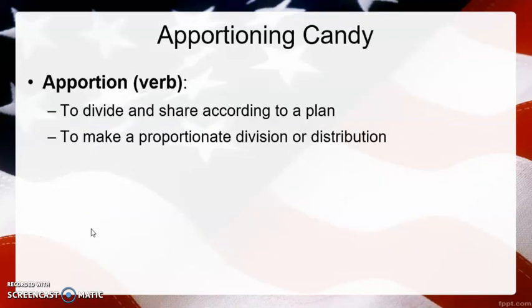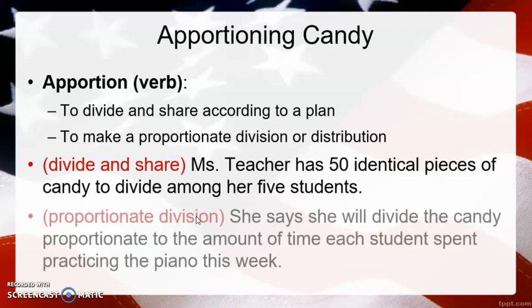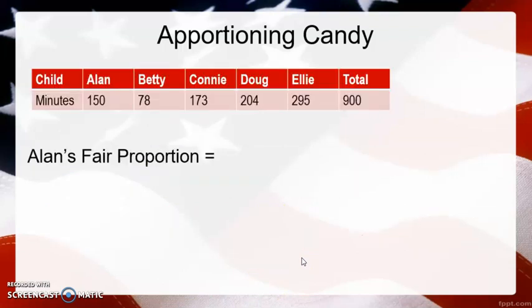So apportion is a verb that means to divide and share according to a plan, or to make a proportionate division or distribution. So Ms. Teacher has 50 identical pieces of candy to divide among her 5 students. She says she will divide the candy proportionate to the amount of time each student spent practicing the piano this week. So she's not just going to take the 50 pieces and divide by 5 to give 10 per student. She's going to base it on how much time they spent practicing the piano.